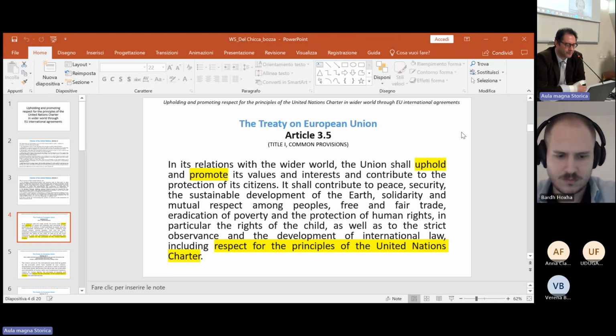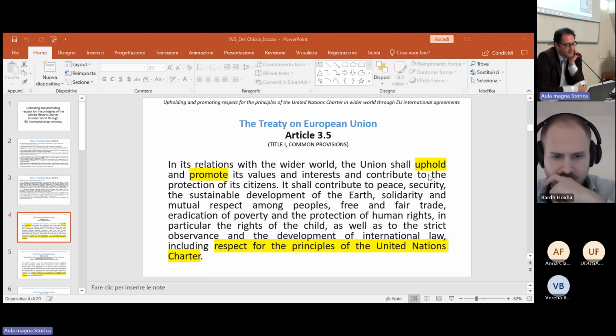So the European Union, in this regard, on Article 3.5, says that in its relations with the wider world, the Union should uphold and promote its values and interests and contribute to the protection of the citizens. It should contribute to, not by chance, peace, security, the sustainable development of the earth, solidarity, and mutual respect among peoples, free and fair trade, eradication of poverty and protection of human rights, in particular the rights of the child, as well as to the strict observance and the development of international law, including respect for the principles of the United Nations Charter.